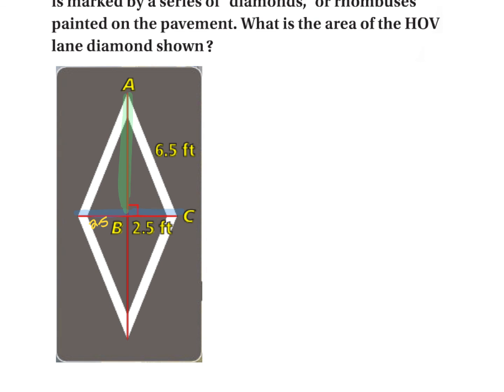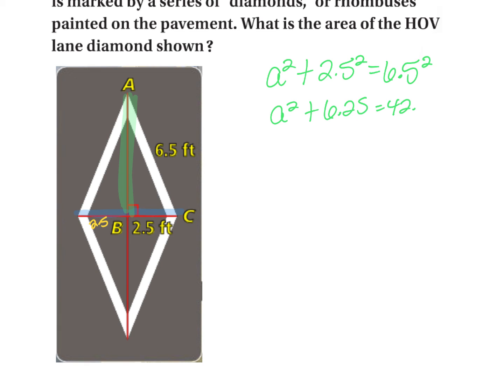So we need to figure out what this is. How am I going to do that? Well, since they don't tell us anything about the angles and how many degrees they are, our only option is the Pythagorean theorem, exactly like the last one. So we have a squared plus, I'm going to make 2.5 be the b, equals 6.5 squared, because that's your c. So a squared plus, I know that's 6.25. I got to put the other one in my calculator. 6.5 squared would give me 42.25.